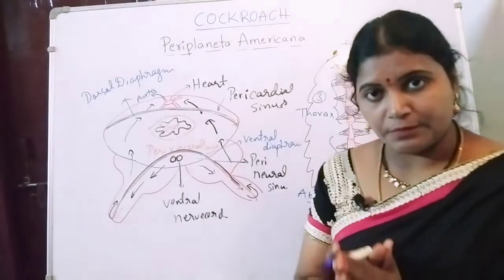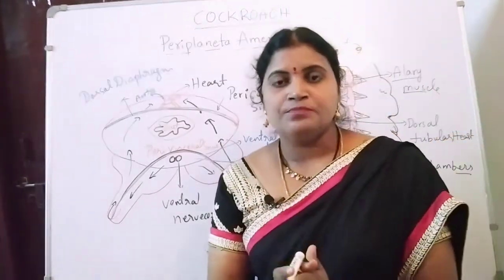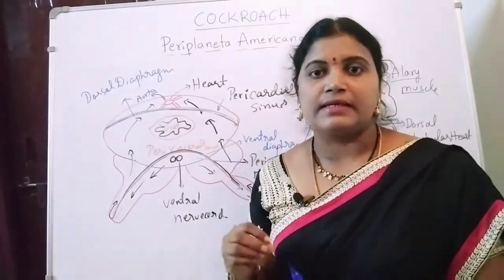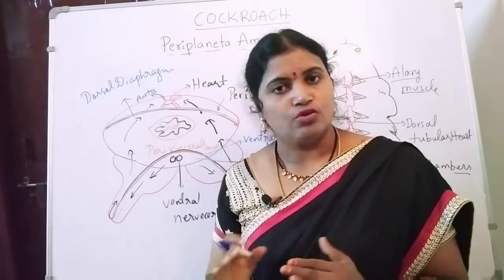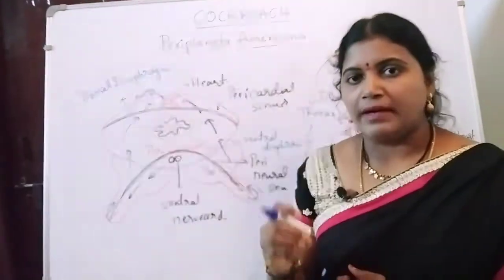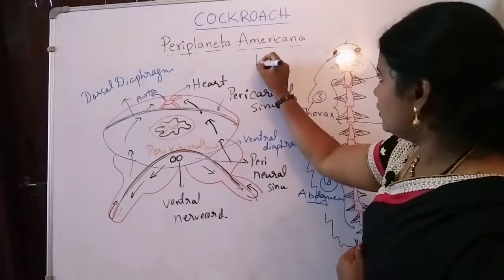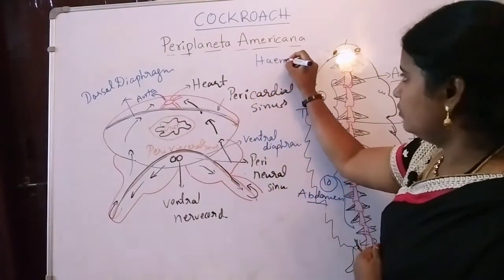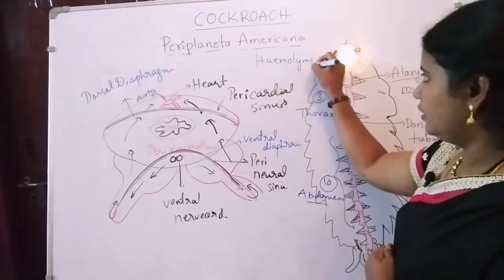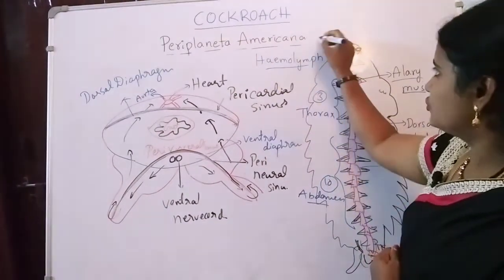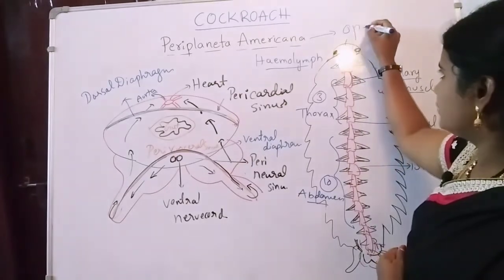Now we will see the type of circulation. Here normally the blood is colorless, because there is no hemoglobin present. So that fluid is known as hemolymph. What do we call the blood here? Hemolymph. And here the circulation is also open type of circulation.